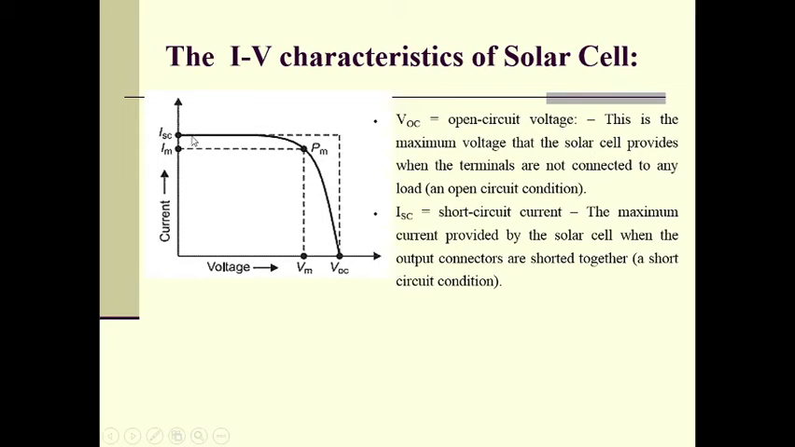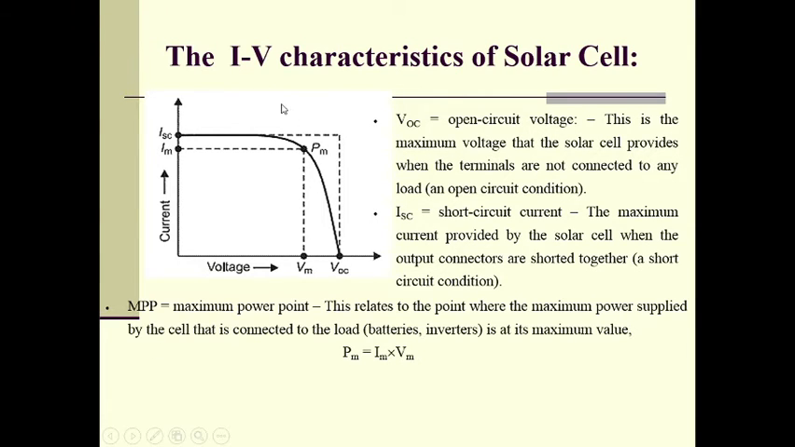Whereas ISC means the maximum current will flow when the two terminals are shorted. When we short the two terminals of the solar cell, the maximum current will flow, right? So that is called ISC, that means short circuit current, the maximum current provided by the solar cell when the output connectors are shorted together, a short circuit condition, right? So in that case, if we measure the current, that current is called ISC or short circuit current, right?